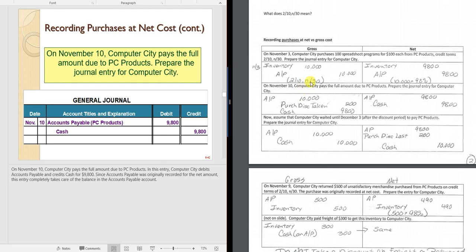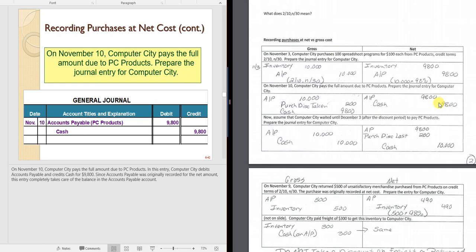So we always credit accounts payable for the amount of the bill that's going to be gone. And then I'm going to credit cash for $9,800 because we paid $9,800, and that difference is purchase discounts taken. Over here, since I paid $9,800, I simply get the accounts payable off my books and credit cash.